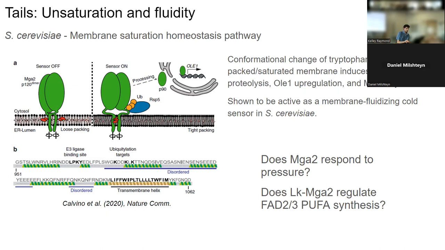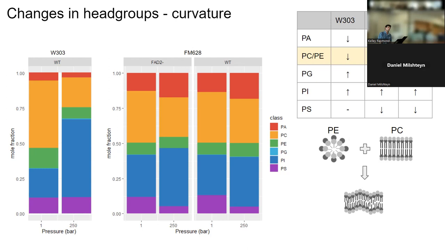So that wraps up the adaptations and changes in the tails of the lipids. For the rest of the talk, I'll be focusing on the changes in the head groups and linkage, or the S3 linkages, of the lipids. There are a lot of different lipids with a lot of different head groups. For the talk, I'll just be focusing on PE and PC, so phosphatidylethanolamine and phosphatidylcholine.